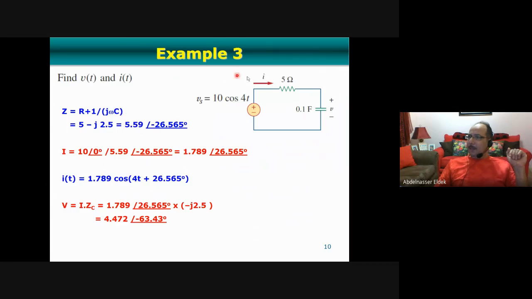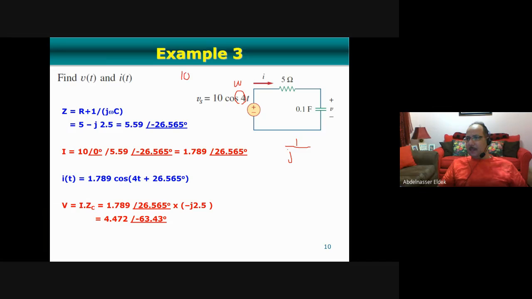For example, if we have this example here, and I want to find V of t and I of t, how do I do that? You convert this to impedance. This is 5 and this is 1 over j omega c. The impedance of the capacitor is 1 over j omega c, where omega is 40.